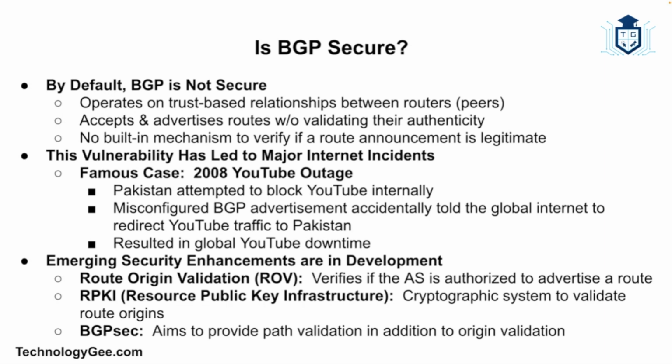A famous example of this was back in 2008. Pakistan tried to block YouTube within its own borders, but due to a BGP misconfiguration, they accidentally told the whole internet to send YouTube traffic to them, and YouTube went down globally. Now, to address this, newer standards like BGP route origin validation, RPKI, and BGPsec are being rolled out, but adoption is still in progress.